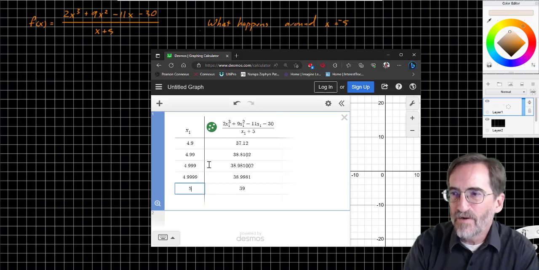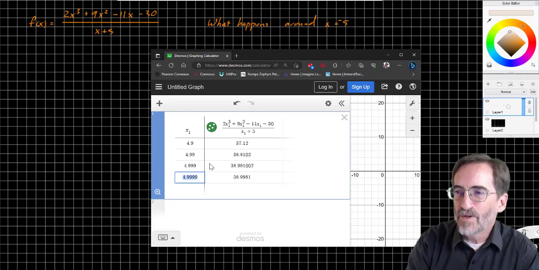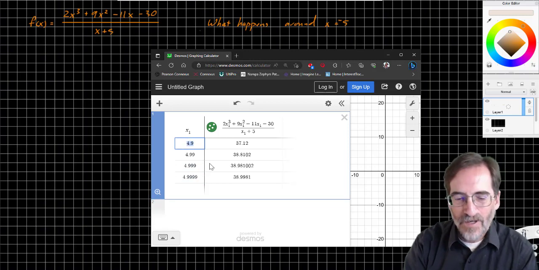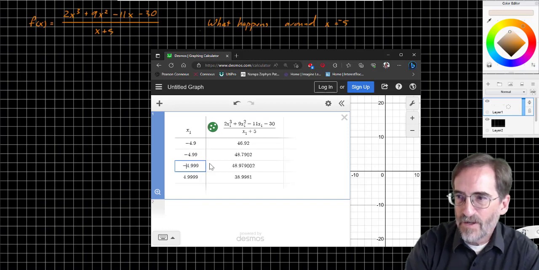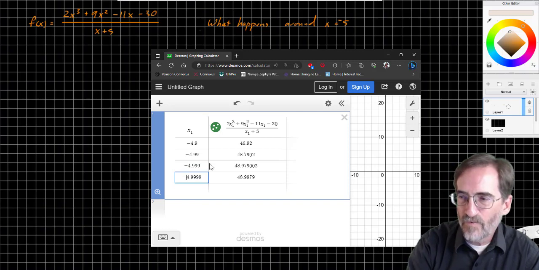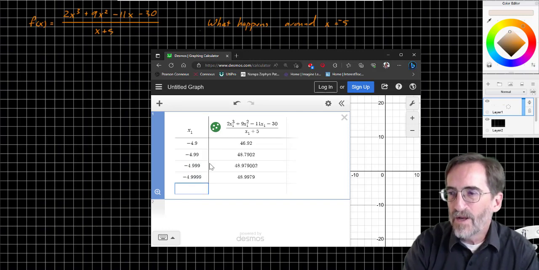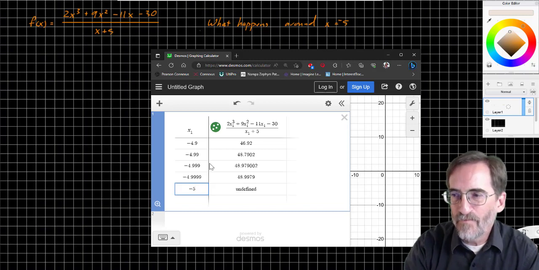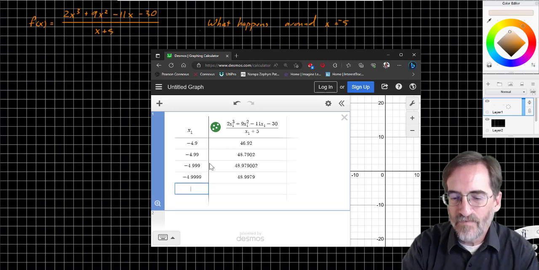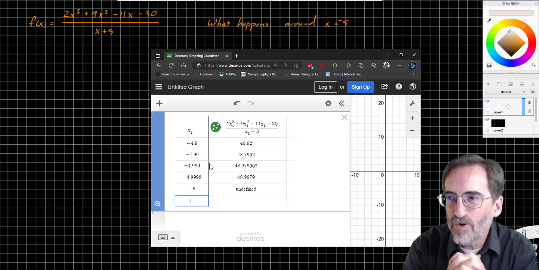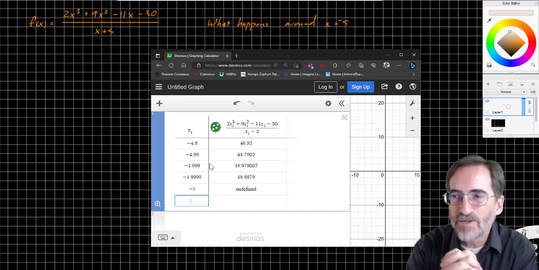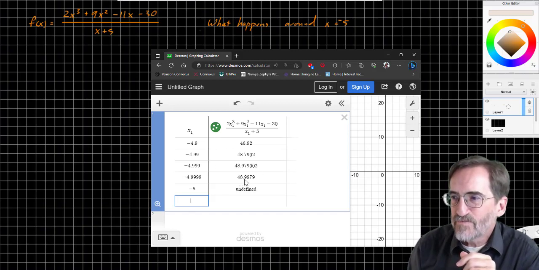If I try 5, whoops, I just realized something. I need to be doing negatives here. Negative 4.99, negative 4.999. There we go. If I put in negative 5, undefined, right? Kind of what we expected here. Let's put in negative 5, and then we'll look at it from the other direction. As we approach from the left, what value does it seem to be approaching? It seems to be approaching about 49, right?